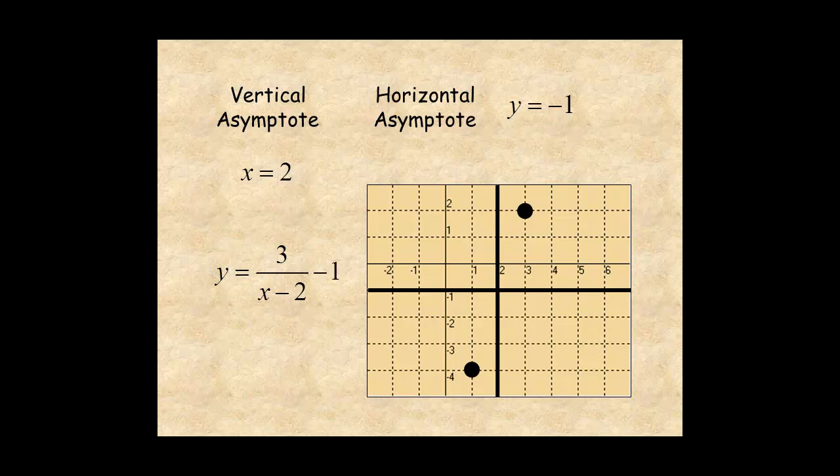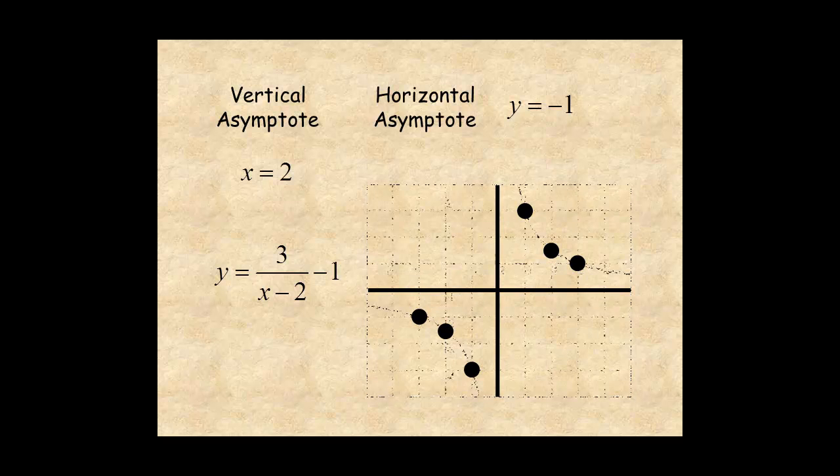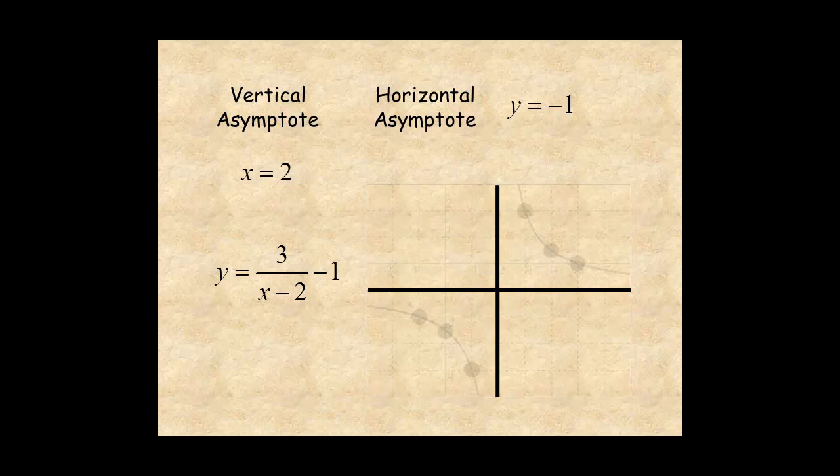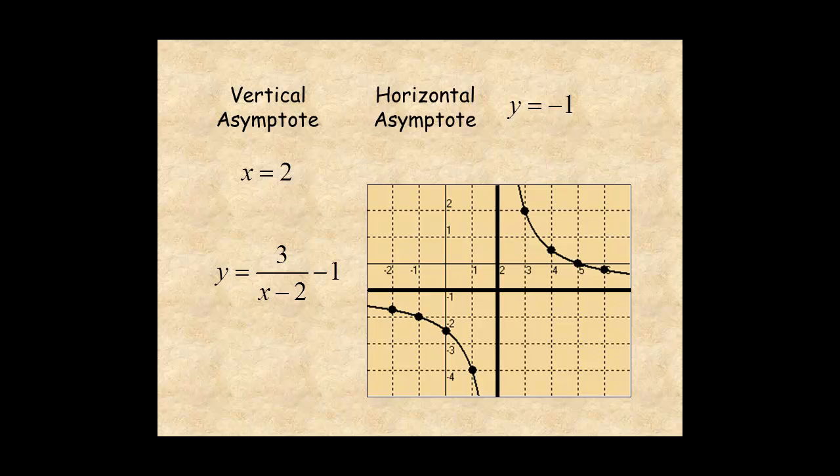Then calculate 1 or 2 more points on the right and on the left. Draw a curve through the points, and you have the graph of the function. Be sure to sketch the graph curving towards the asymptotes, close but not touching.